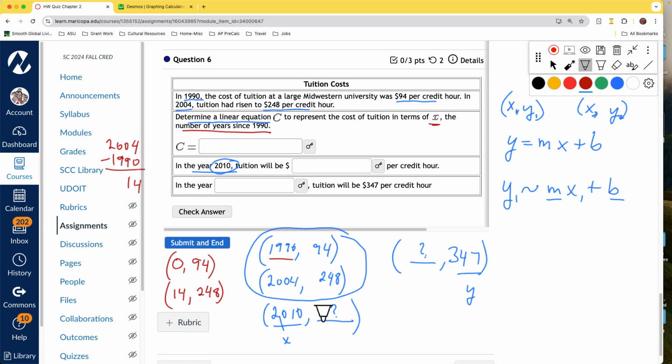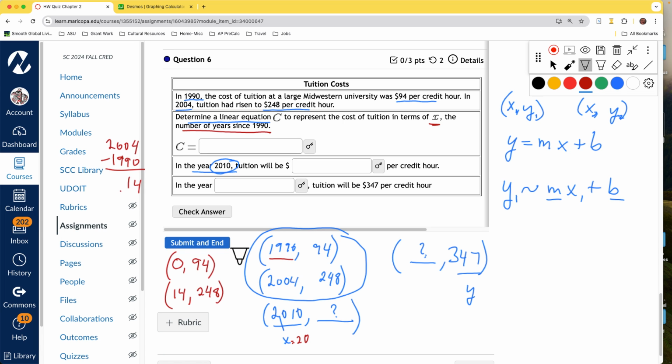And while we're at it, since we've looked ahead, we're going to have to answer that question: what x value would 2010 be? Well, 1990 to 2000, that's 10. To 2010, that's another 10 years. So this is going to be 20 years. Okay, so we're going back and forth between these two.